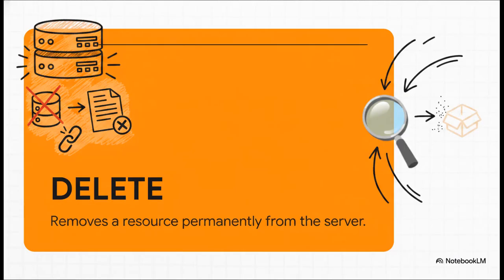The last of the core 5 is exactly what it sounds like. Delete. It simply tells the server, remove this. It removes a resource permanently. Whether it's wiping database records, deleting files, or severing relationships on the back end, delete obviously changes server data, definitely cementing it as a very unsafe method.